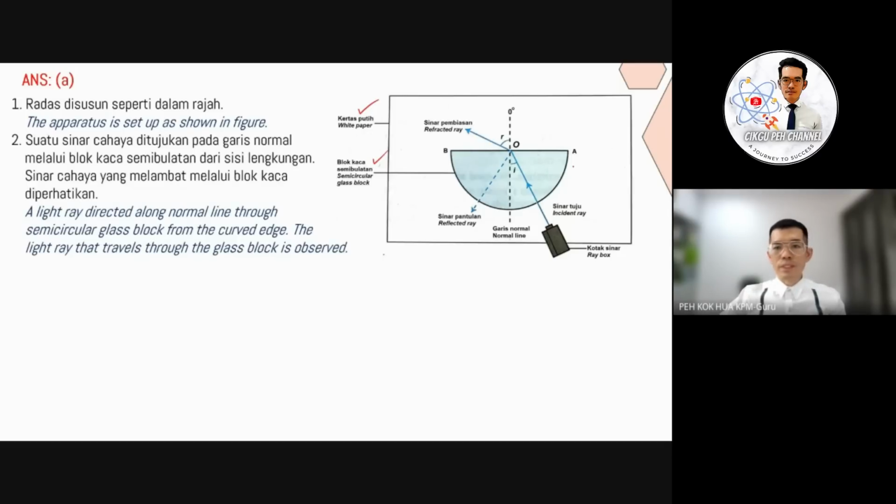So firstly, you can just mention the apparatus is set up as shown in the diagram. Then the first procedure will be how you get your observation when i is equal to 0. Here, a light ray is directed along the normal line through the semicircular glass block from the curved edge. As I mentioned, you have to mention the curved edge. The light ray that travels through the glass block is observed. This is the first observation, i equal to 0.